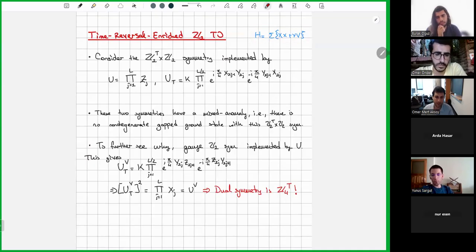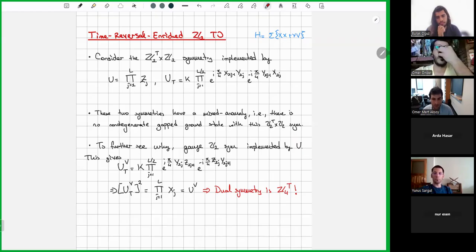The point is that actually these two Z2 symmetries have a mixed anomaly. One is time reversal and the other is an internal Z2. So you cannot have a non-degenerate gapped ground state with these symmetries. And indeed, the XY model has gapless spectrum. So that's a Hamiltonian that fits into the claim.